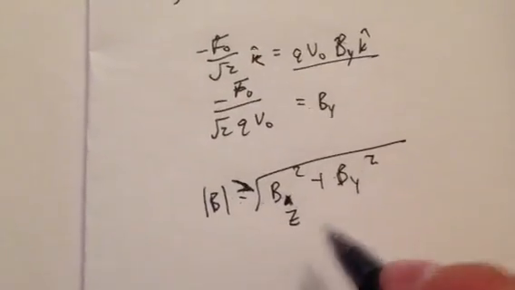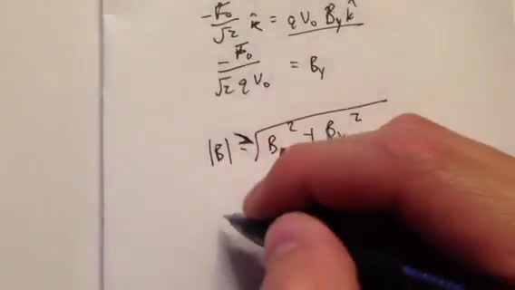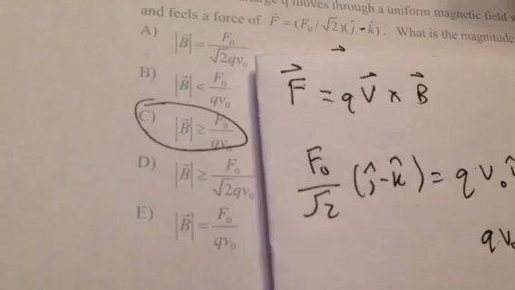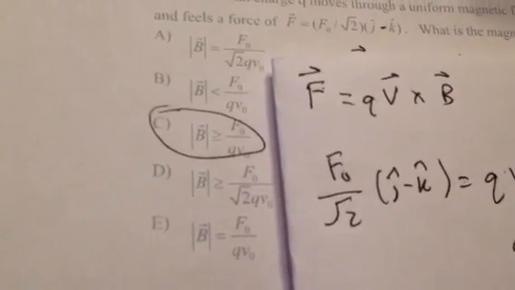So with that in mind, I solve for that, and I end up getting a value for the magnitude of B, which should be greater than or equal to F naught divided by Q V naught.